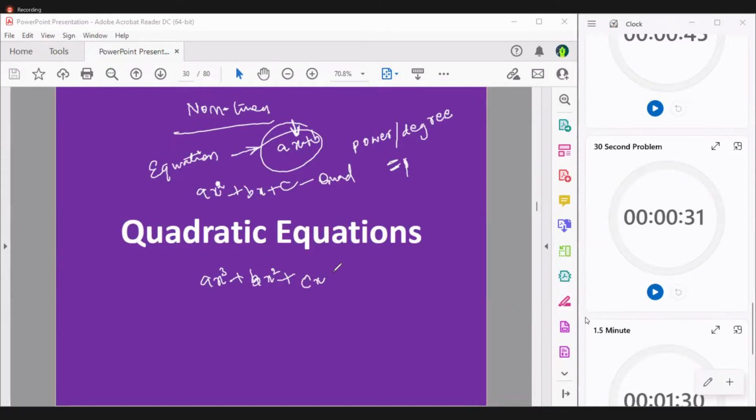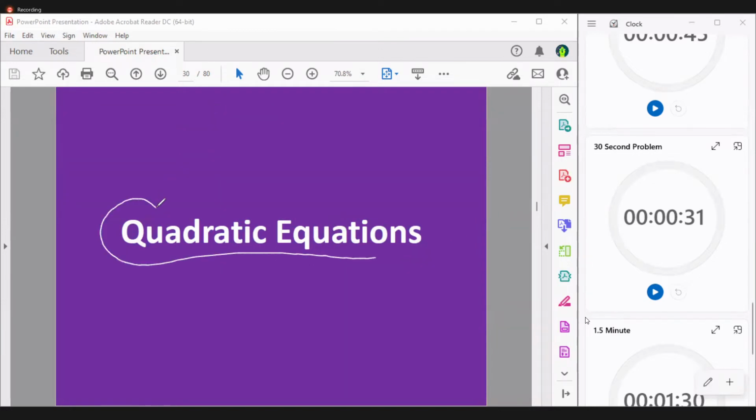Okay, does it make sense to everyone? Is there anyone who does not understand this particular thing until now? Okay then. So these are the different types of equations.